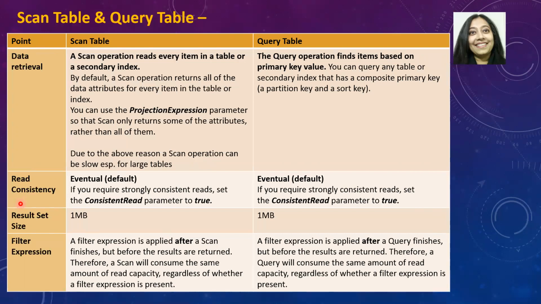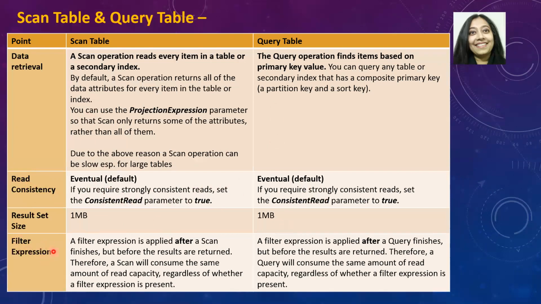Okay, so by default, the read consistency for both scanning a table and querying a table is eventual. If you want, you can set the consistent read parameter to true, and that will change the read consistency to strongly consistent. And that is true for both a scan and a query. The default result set size is 1 MB for both scanning a table and querying a table.